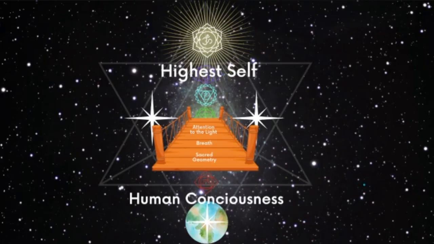So you want to think of the earth as where we're physically residing. That is the home of our human consciousness. We'll call that our 3D consciousness. That's where we see the problems of the world, all that is real and tangible and has a physical form. But then we have our attention to sacred geometric forms, specifically the star tetrahedron in our activation process. Our attention to our breath and our attention to the light forms a bridge. And this is the bridge to our highest self.